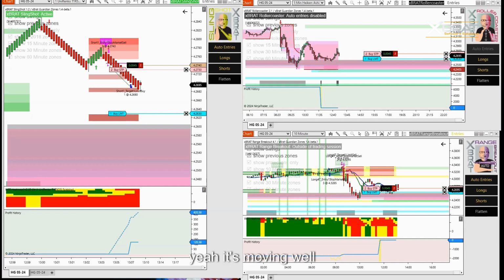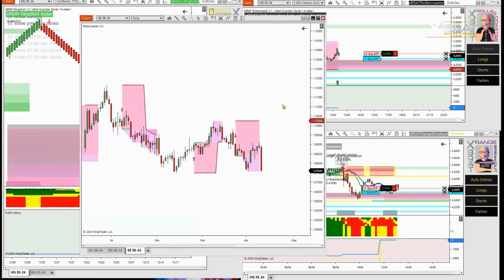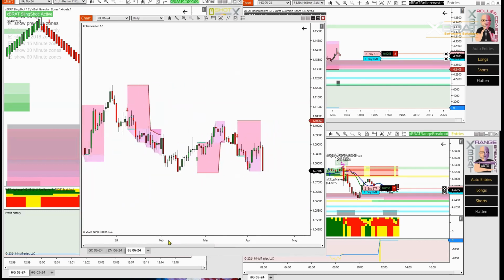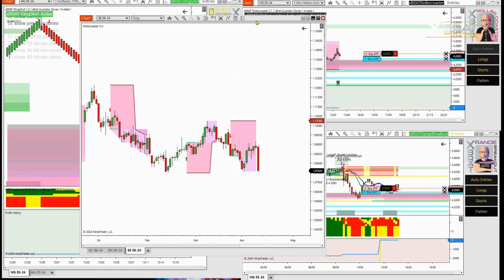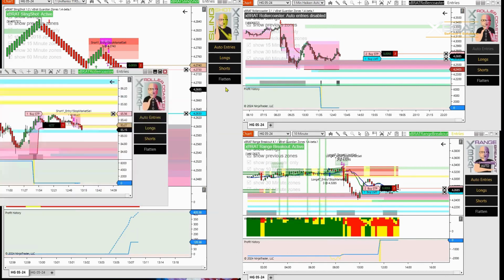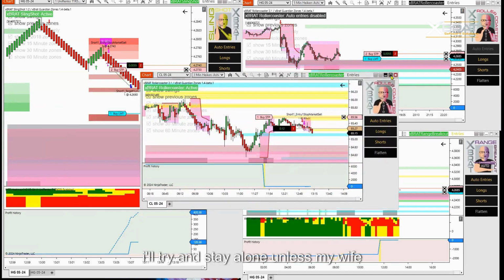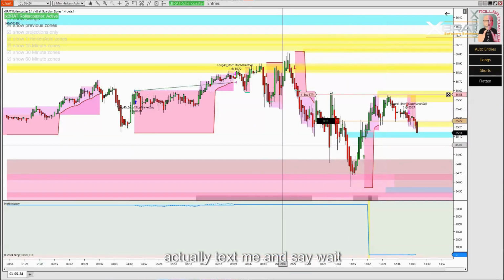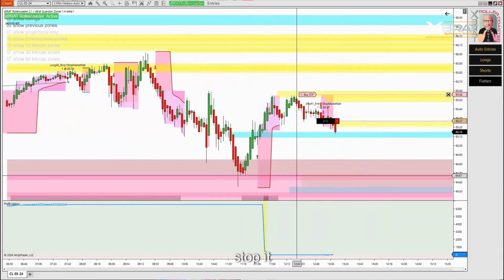Yeah, it's moving well. Go up a little bit there. It's coming down to that support zone now. Not printed trading stop yet though, Matthew, so just be careful. So we're 14 ticks in profit on the oil trade now. I'll try and stay longer unless my wife actually texts me and says, oi, stop it.